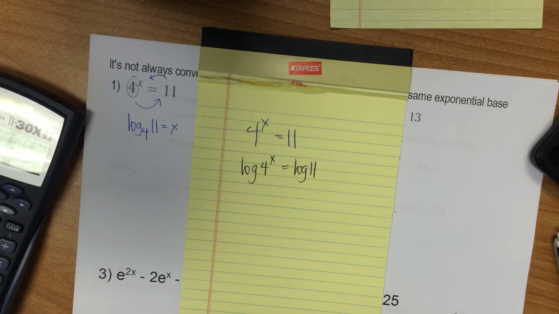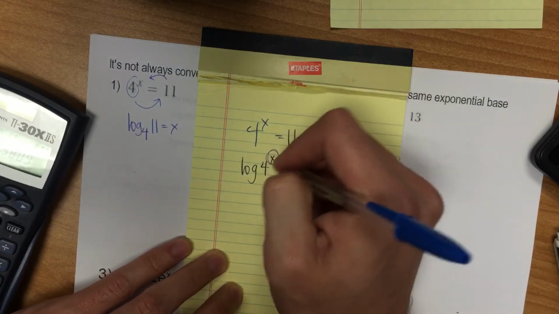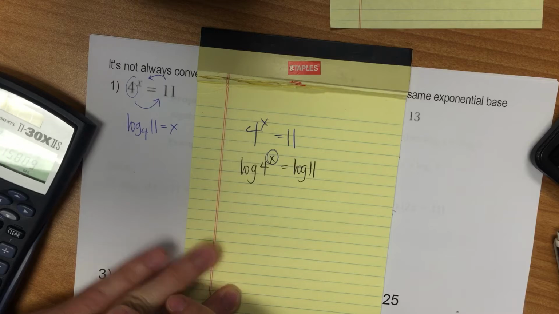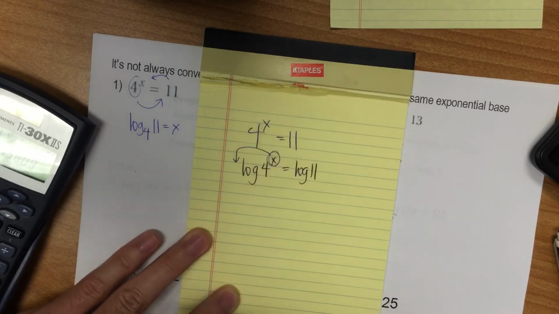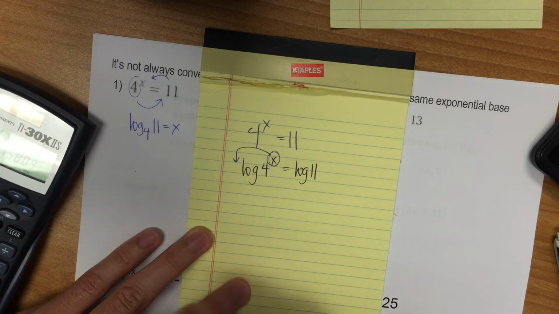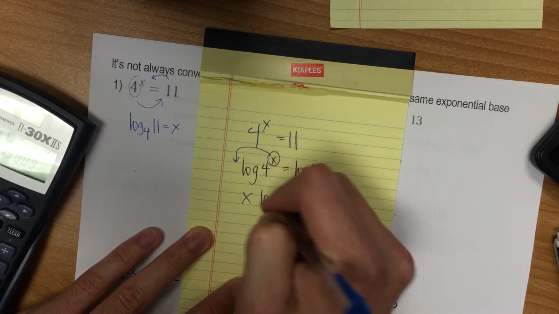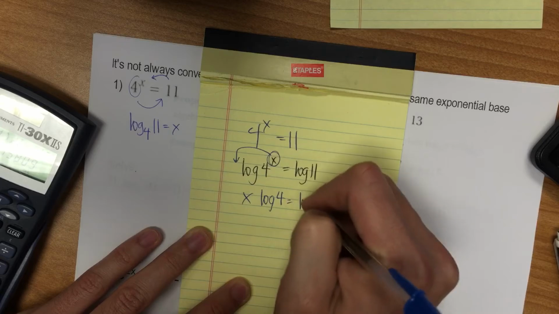Now, we just got done covering a lesson previously about log properties, and if you'll remember that lesson, we talked about any time you have an exponent on the inside of a logarithm, you can take that exponent and you can put it in the front of the log. So if I do that, we get x log 4 equals log 11.